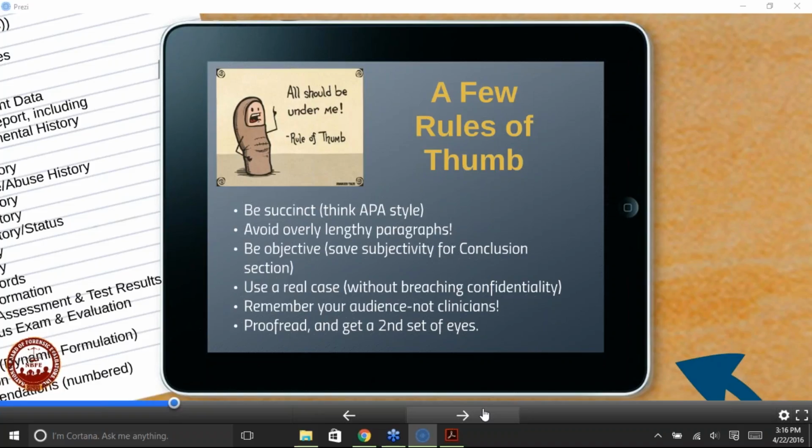Sure. I think it's not the conclusion, it's the summary. Oh yes, you're right. I do need to clarify that. Your summary, which is your dynamic formulation, is also opinionated. Your conclusion is also opinion, but it flows from that summary, that dynamic formulation. So actually both of those sections are going to be subjective, but particularly the summary section, so I do need to change this slide.